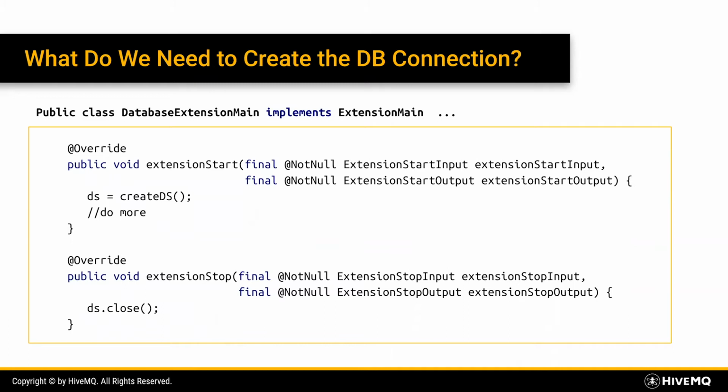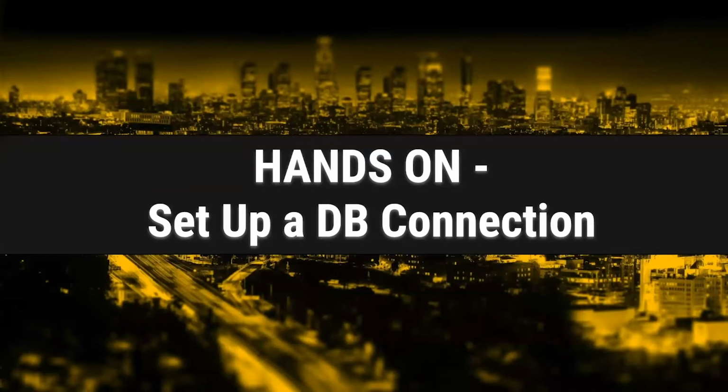So what do we need to do when we want to create a database connection? In our extension main class, we have to create a database connection, by connection pool for example, in the extension start phase. And to have no garbage, we also have to close this data source when we stop our extension. And how this is done in detail will show Georg in another hands-on session.